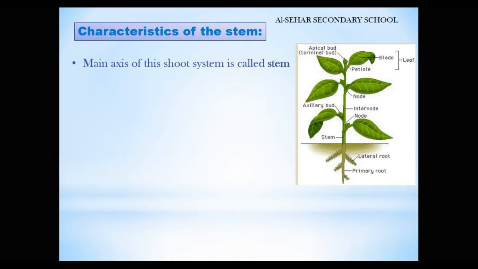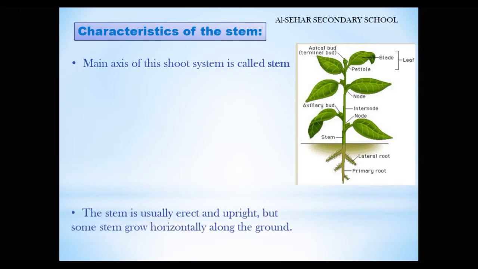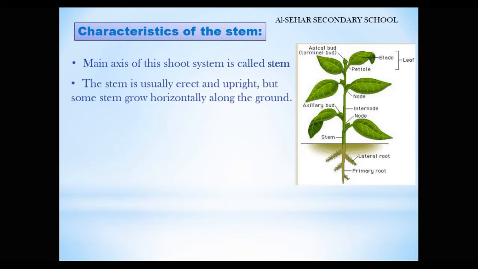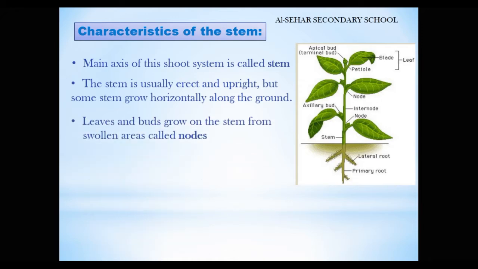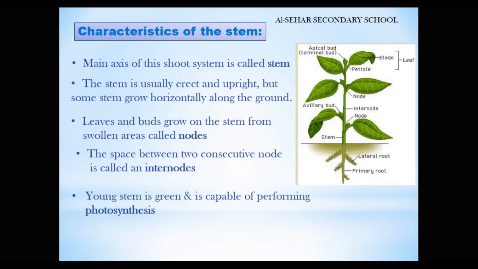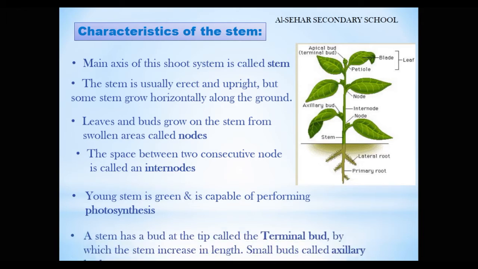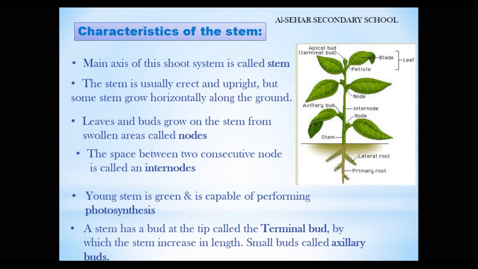Characteristics of the stem. What is the characteristic of the stem? Let's see. The main axis of the shoot system is called the stem. The stem is usually erect and upright, but some stems grow horizontally along the ground. Leaves and buds grow on the stem from the swollen areas called nodes. The space between two consecutive nodes is called an internode. Young stem is green and is capable of performing photosynthesis. A stem has a bud at the tip called the terminal bud, by which the stem increases in length. Small buds are called axillary buds.